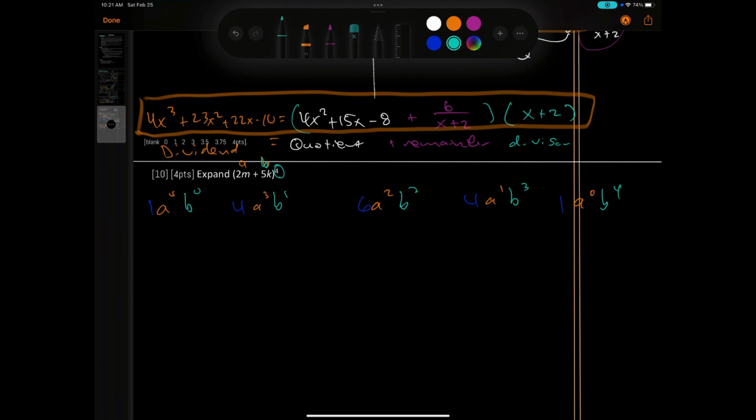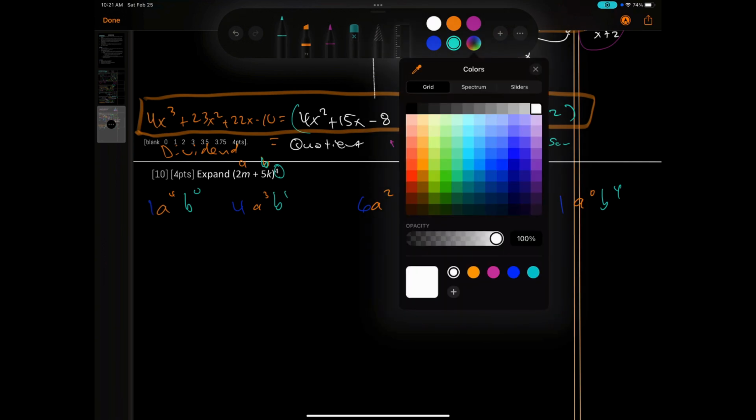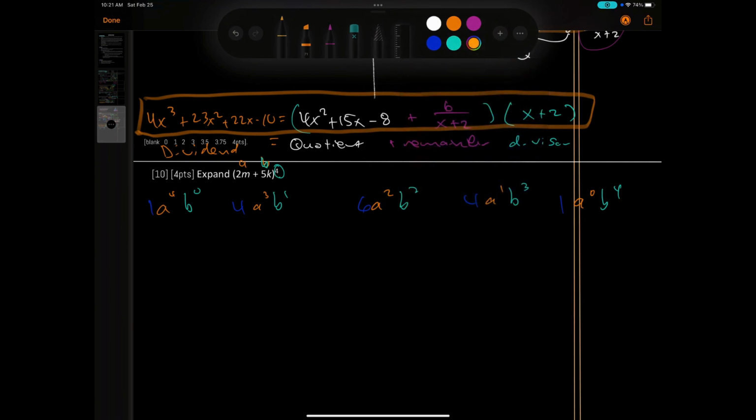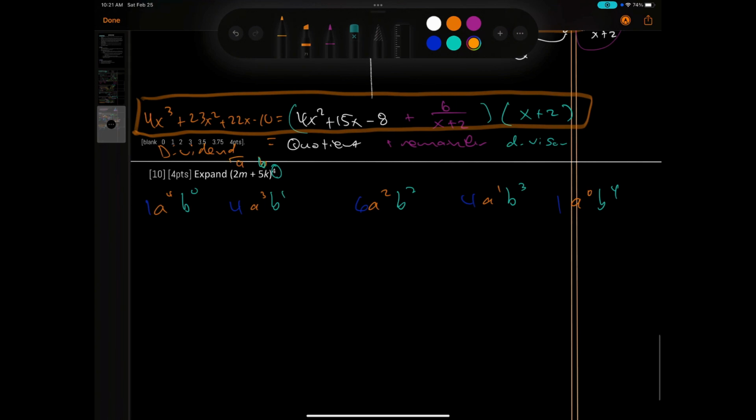And then next, you can expand these. So a to the 4th, the a value is 2m. Does this make sense? So I'm just going back now. For every a value, I'm just substituting. Every a value, I'm putting in 2m.